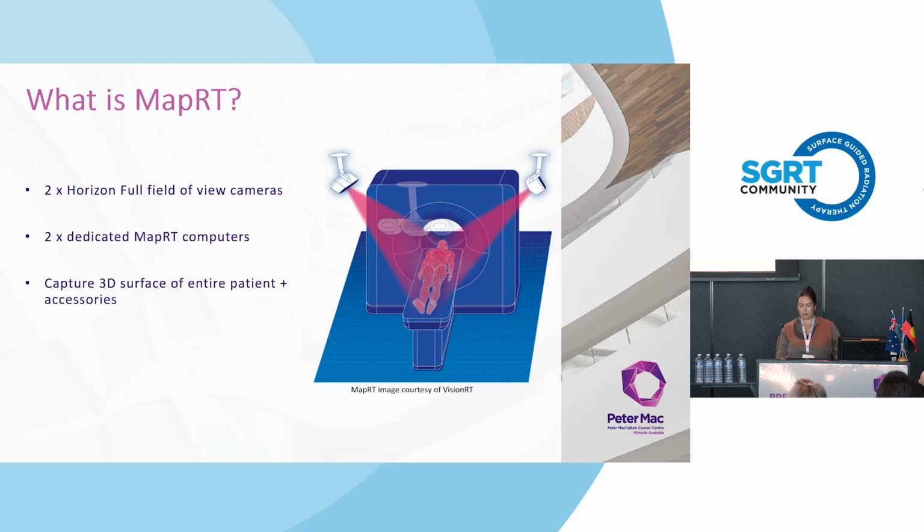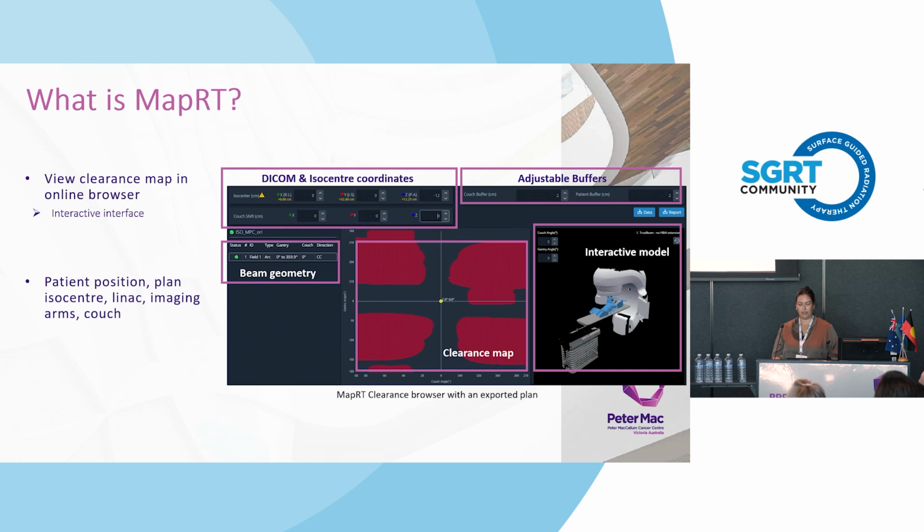So the MapRT system at Moorabbin consists of 2 ceiling mounted cameras and 2 dedicated MapRT computers. So one inside the CT room and one outside in the console room, so they're mirrored. So after the CT capture, the planners are then able to export their proposed treatment plans directly from the treatment planning system into the MapRT program.